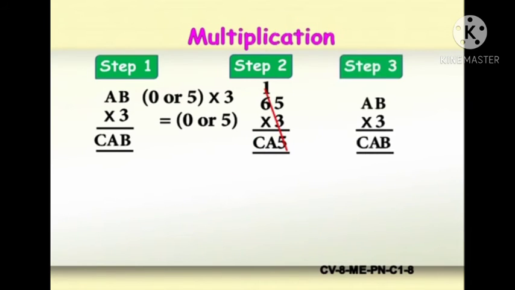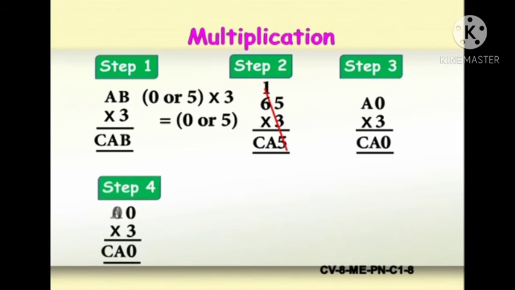Step 3. To get 3 into A plus 1 is equal to CA, this is also not possible for any value of A, and for B is equal to 5. Hence, B cannot be 5. Therefore, the other option for B is 0. Then, A0 into 3 is giving a product CA0.